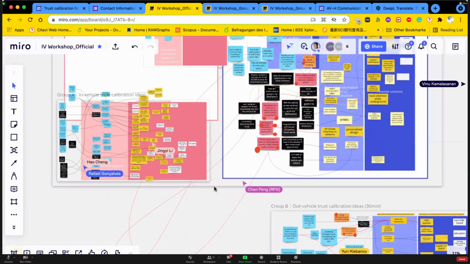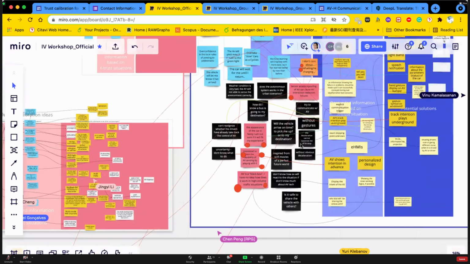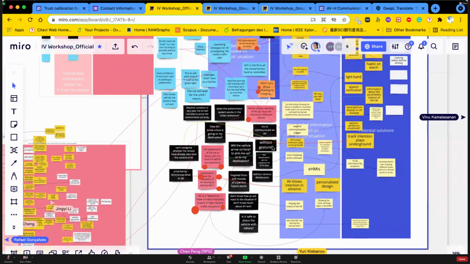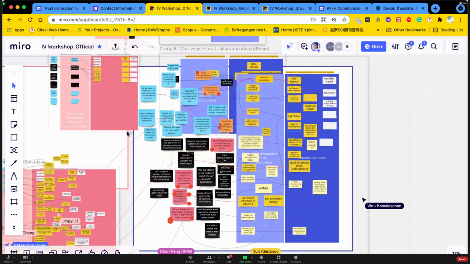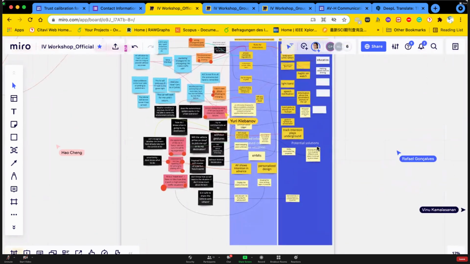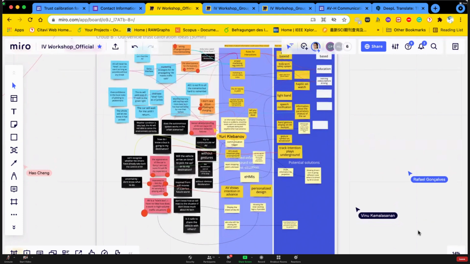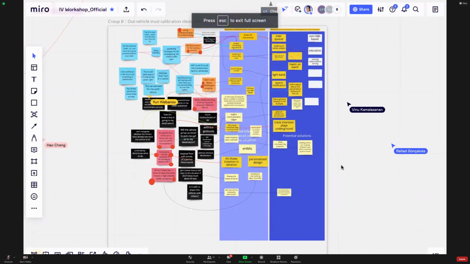Now I think it's time to show our group's idea, and our volunteer is Yuri. Yuri, please share something with us. Hello, I think things got messed up a little bit, so I pasted our board again at the bottom. If you click my icon, there's another version of our board. We didn't have much time to tidy up our board. We just put some stickers to highlight our favorite ideas.